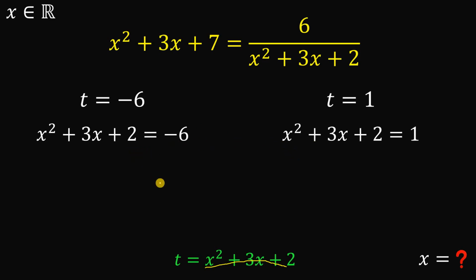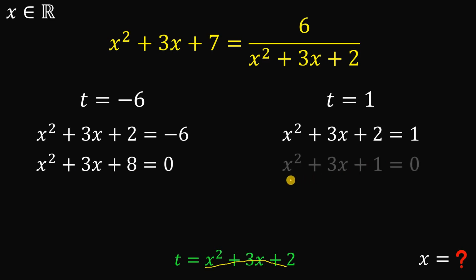So, the first one, if we add 6 on both sides, we have x squared plus 3x plus 8 equals 0. And the second one, if we subtract 1 on both sides, we have x squared plus 3x plus 1 equals 0. Now, x is a real number. So, let's check first the discriminant of these two quadratic equations. By the way, the discriminant is equal to b squared minus 4ac. Now, b here is the coefficient of x, which is 3, and a is the coefficient of x squared, which is 1, and c is 8.